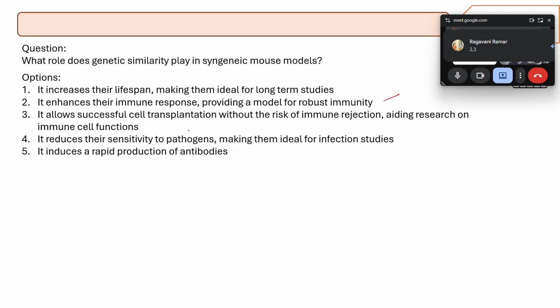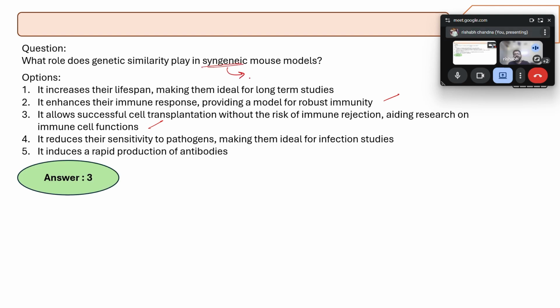Okay, 2 and 3. Okay, so the correct answer is option 3. So syngenic mouse model means that they have genetic similarity. If there is genetic similarity, then if there is any successful cell transplantation, it would not induce any immune response, and that would be without any immune rejection, aiding research on immune cell function. So if there is genetic similarity, it would actually decrease the risk of immune rejection if there is any cell or tissue transplant. That's why the third option is correct.